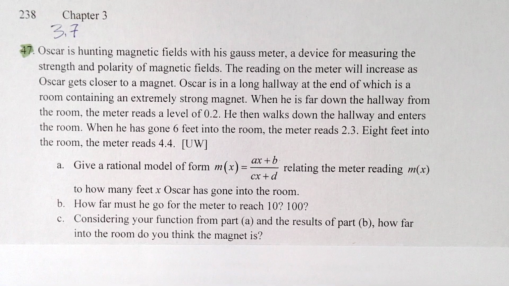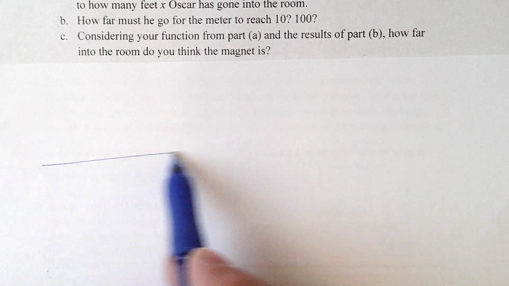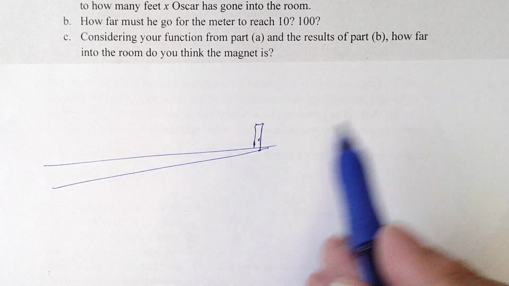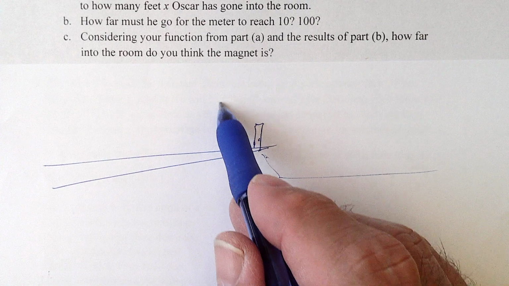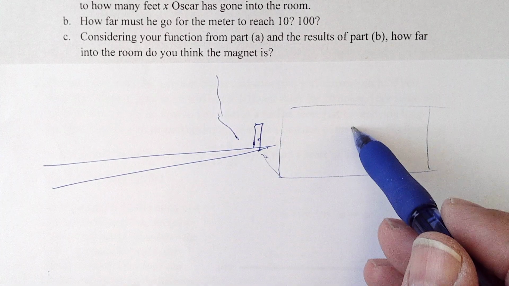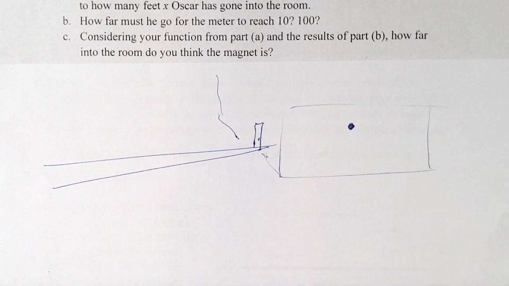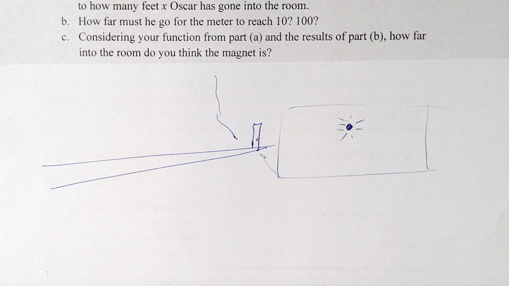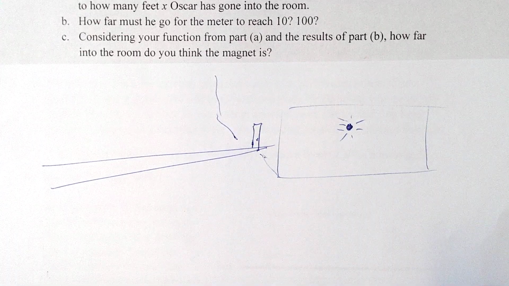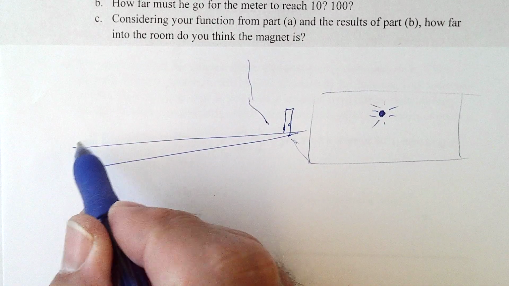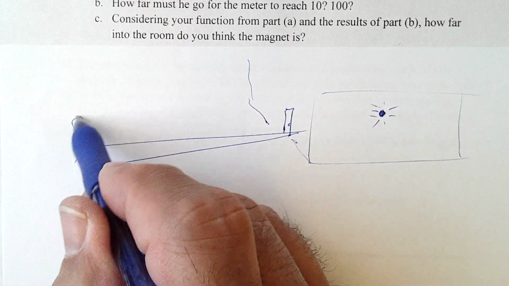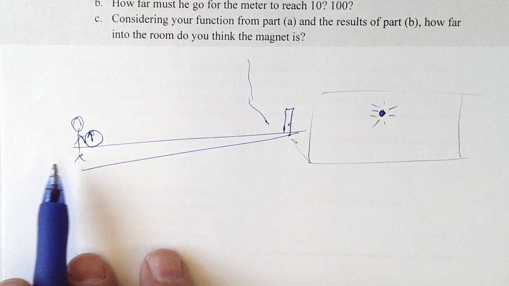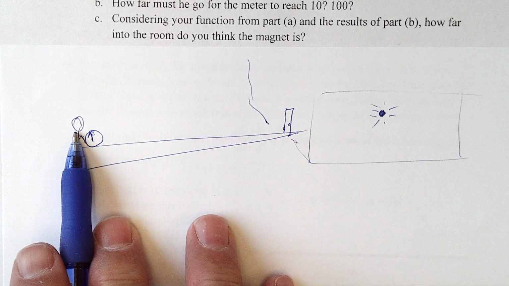So if you read the story, it says there's a long hallway that leads to a door that takes you into a classroom. And in this classroom, there's a source of magnetism. And a source of magnetism spreads out. And there's a person out here that's got a Gauss meter that measures the strength of the magnetic field.